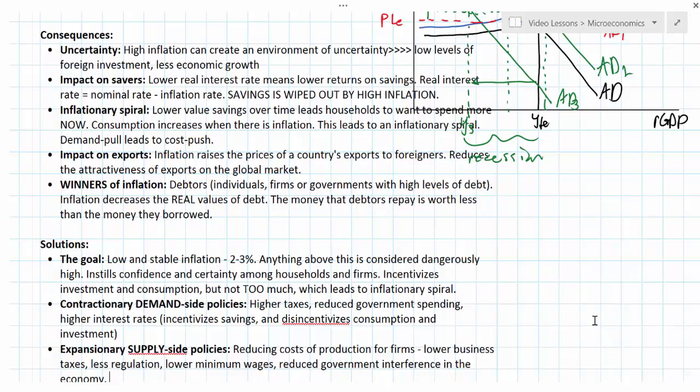Next, the impact on exporters. A nation's producers can become less competitive in the global economy as foreigners demand fewer of their goods due to the rising prices. The one winner of inflation is those who have debts that they owe. Inflation, in the same way that it reduces savings, also reduces the amount of debt that individuals have, since the money they pay back is worth less than the money they borrowed.